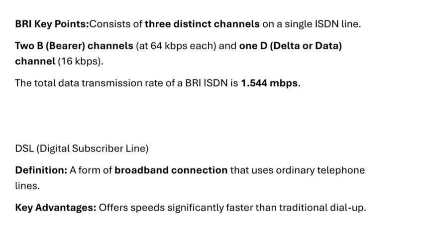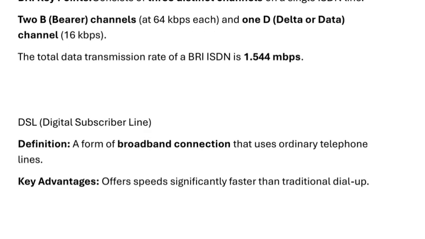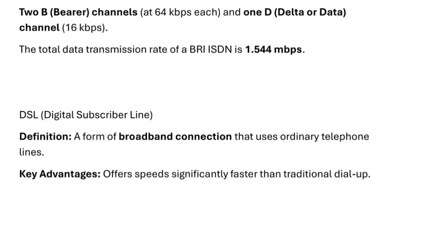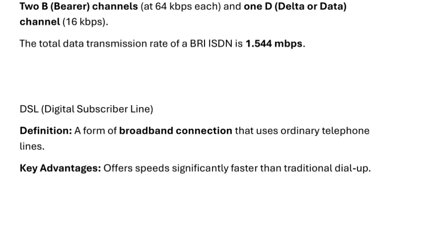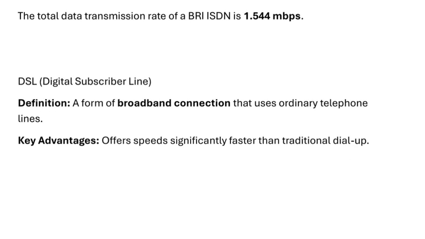BRI key points: consists of 3 distinct channels on a single ISDN line. 2B (bearer) channels at 64 kbps each, and 1D (delta or data) channel at 16 kbps. The total data transmission rate of a BRI ISDN is 1.544 Mbps.